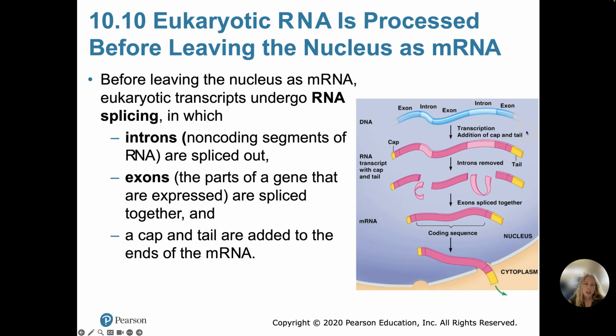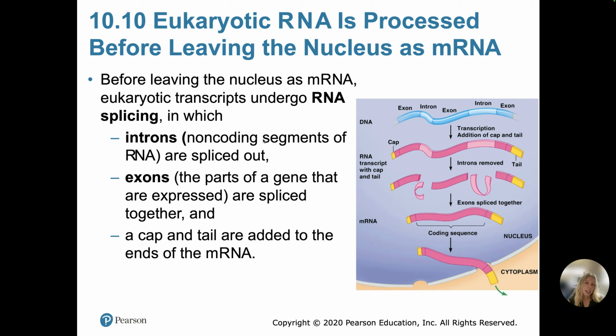So before leaving the nucleus as messenger RNA or mRNA, eukaryotic transcripts undergo RNA splicing. And in RNA splicing, a few different things happen. The first is that introns, which are non-coding segments of RNA, are spliced out.